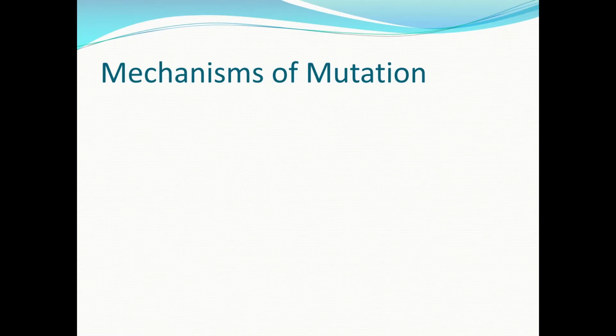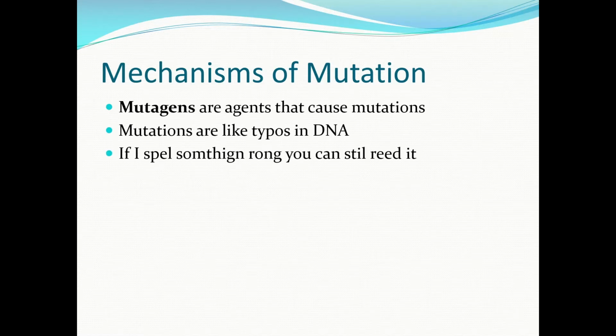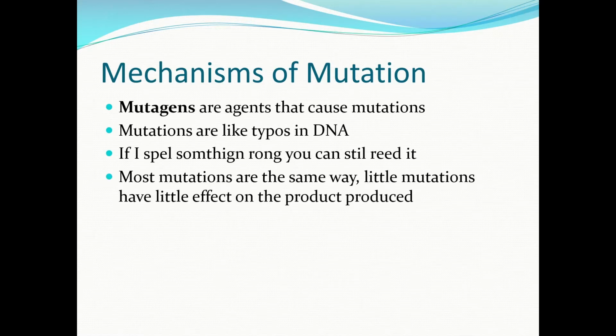So there's a couple mechanisms, we're not there yet. So mutagens are agents that are responsible for mutations. Mutations are like typos in DNA, right? Normally, if I spell something wrong, you can still read it, right? Nothing is spelled there other than the 3-letter words. So most mutations are the same way.